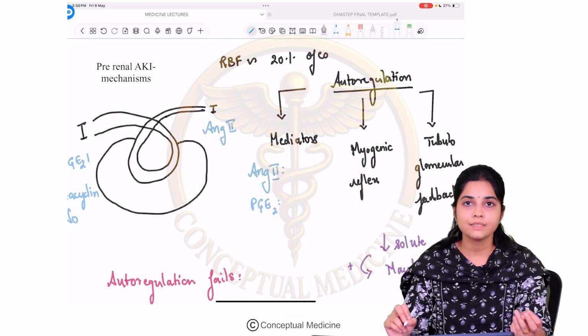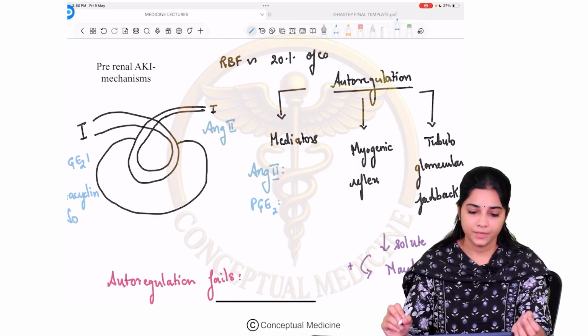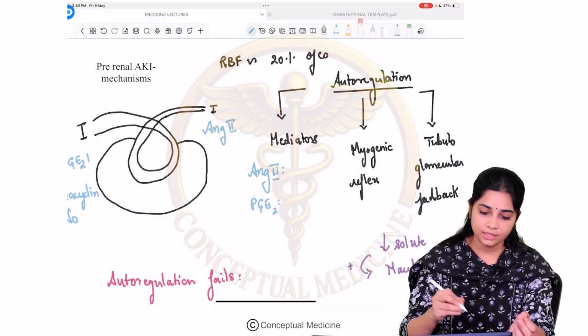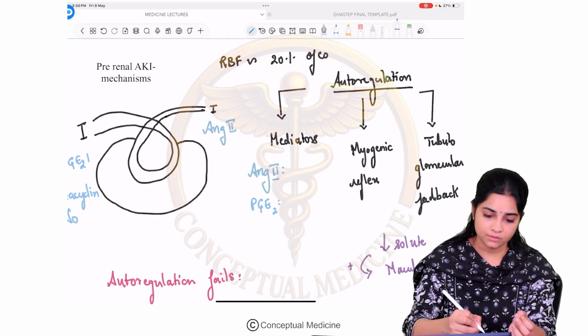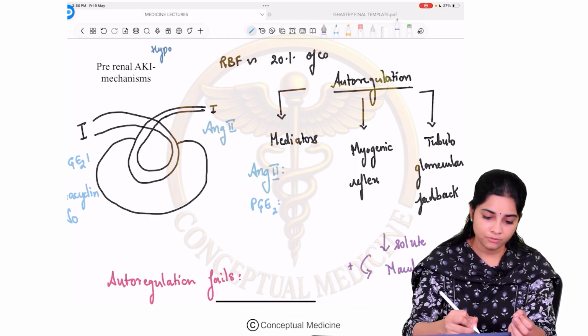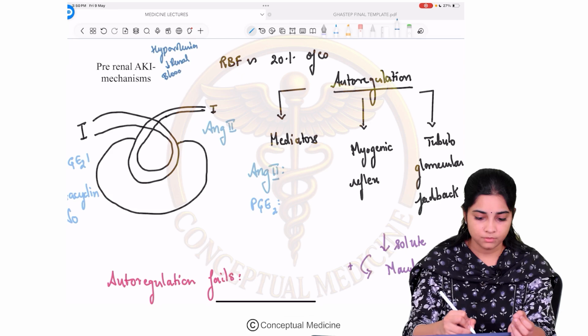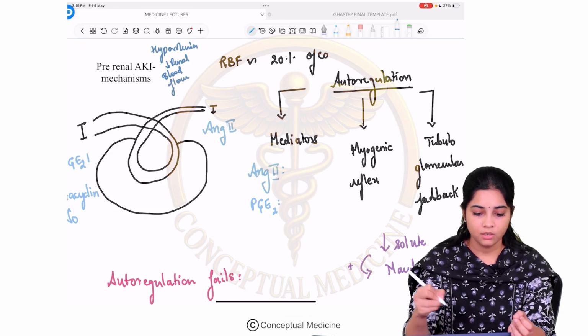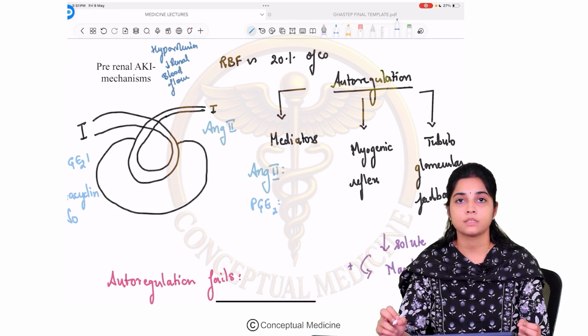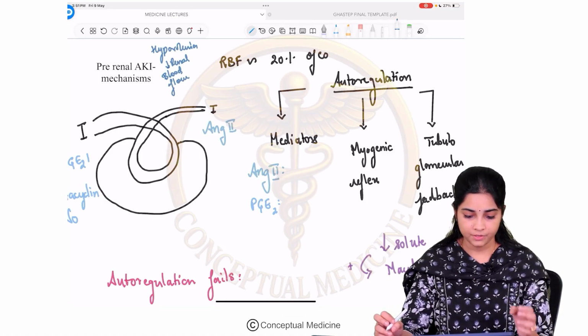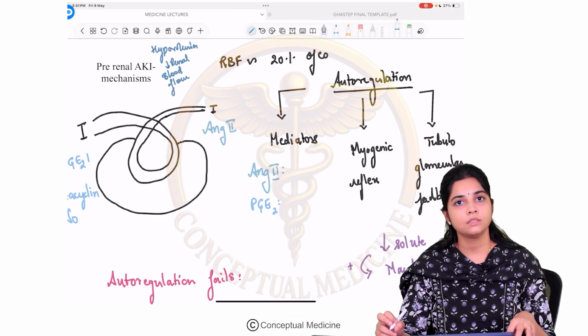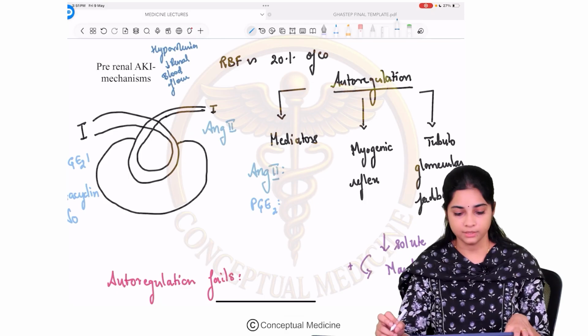So what are the mechanisms of prerenal AKI? Now I already told you that prerenal AKI is associated with what? It's associated with any form of hypovolemia or decreased renal blood flow. Right? So any form of hypovolemia or decreased renal blood flow is seen in prerenal AKI. So let us understand certain autoregulatory mechanisms which are found in the kidney.